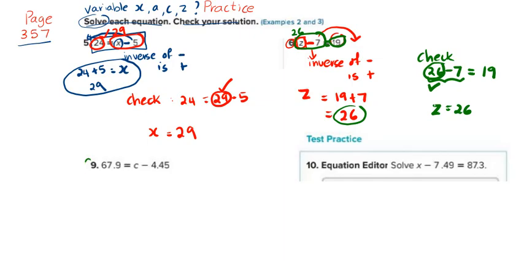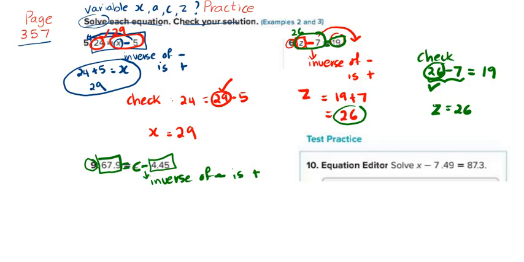So yes, I can make the conclusion that z is equal to 26. Same for question 9, but now we have decimal numbers. So we want to see 67.9 is equal to c, that means some number, minus 4.45. Because we got minus, we got subtraction, we know that the inverse of subtraction is to add.